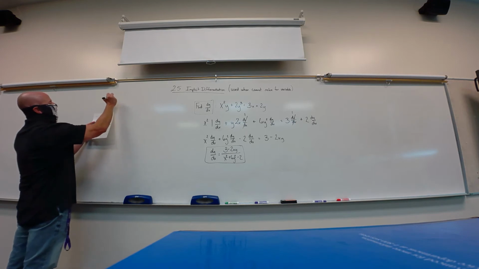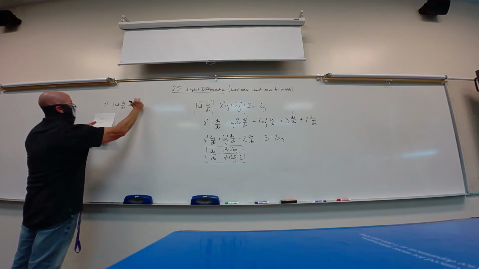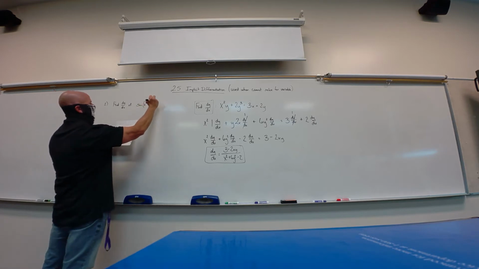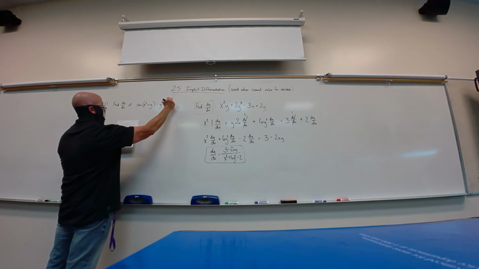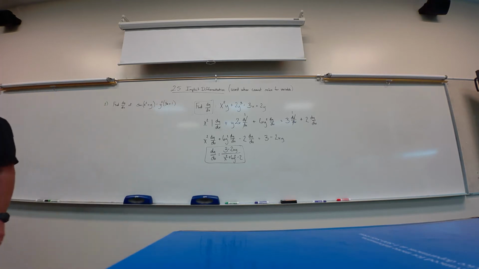Here comes the trig one. I'll make this a number 2. Find dy/dx of sine(x squared plus y) equals y squared times (3x plus 1). So this would be another implicit differentiation. You can tell you got that y squared sitting there.